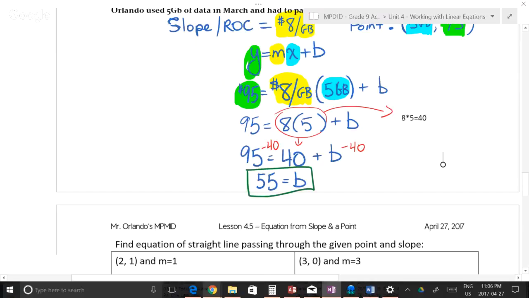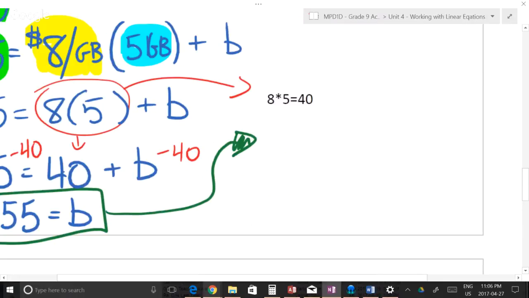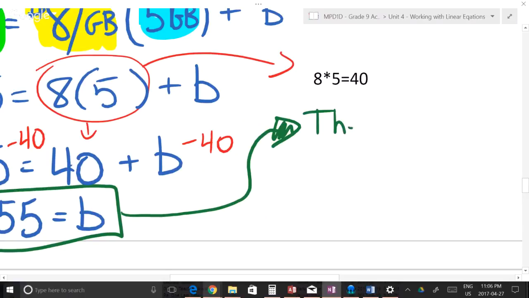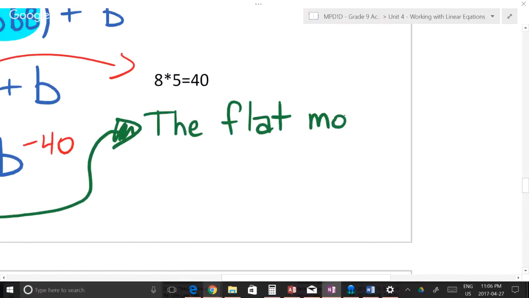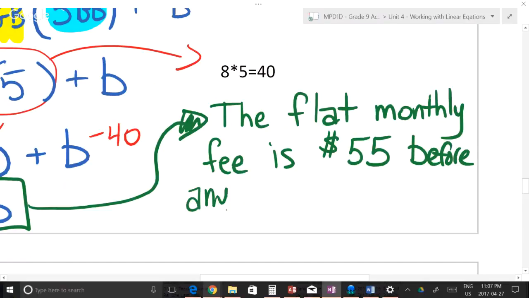I mean, I still haven't answered the question. I'm going to use my words because I'm like that. But that is the answer. Because that b value, that's the y-intercept. That is the starting flat fee. So the flat monthly fee is, what was it, 55? Yeah. It's $55 before any data usage.